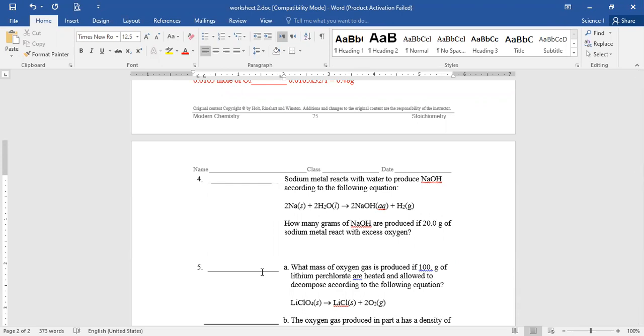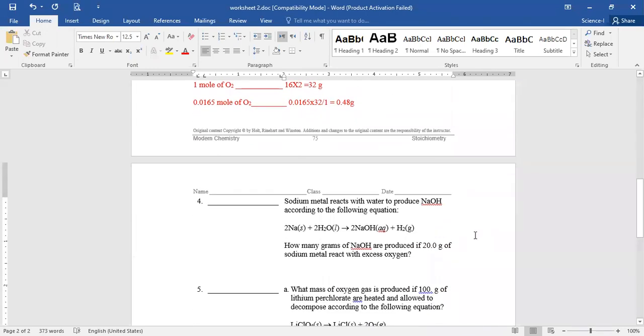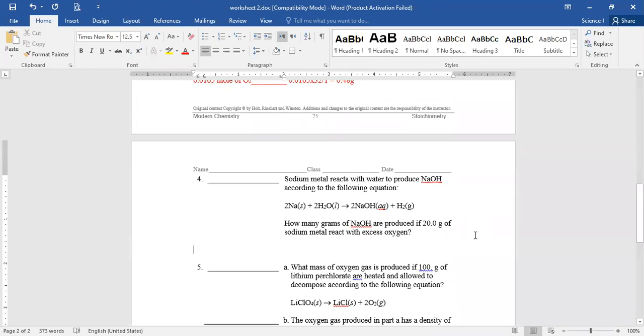Again, how many mole of sodium produces how many mole of NaOH regarding the equation? 2 moles of Na, they produce how many mole of NaOH? They produce 2 moles of NaOH.